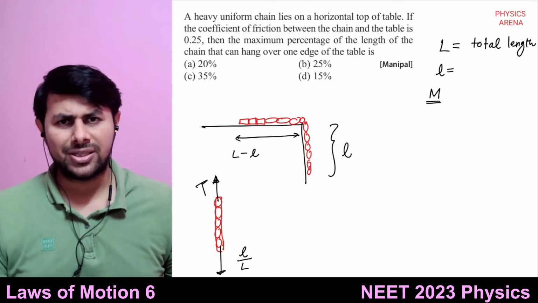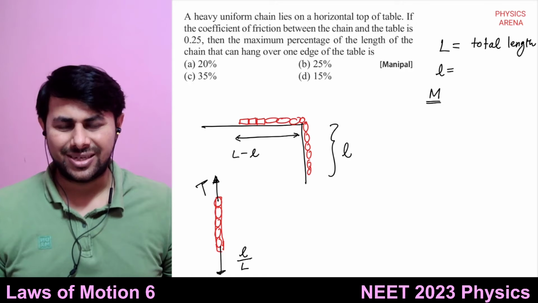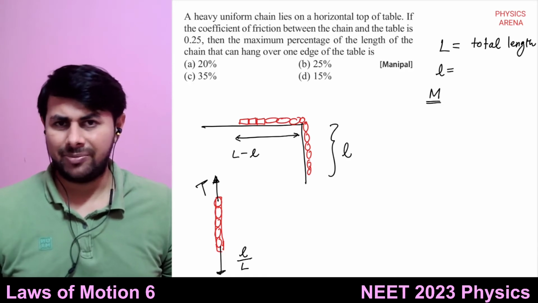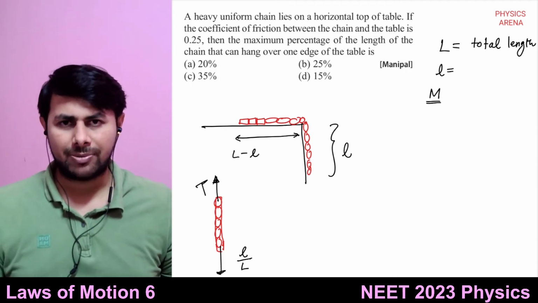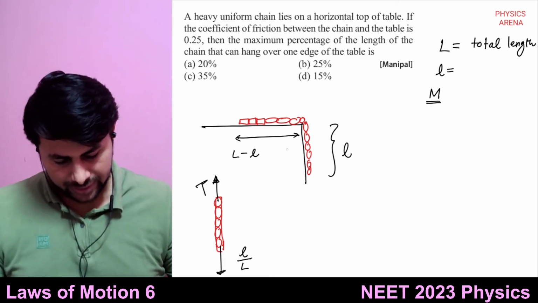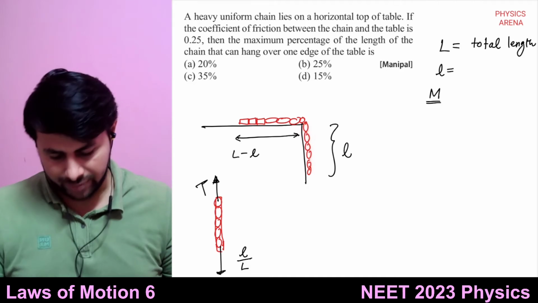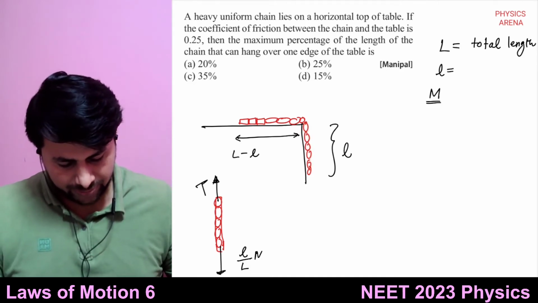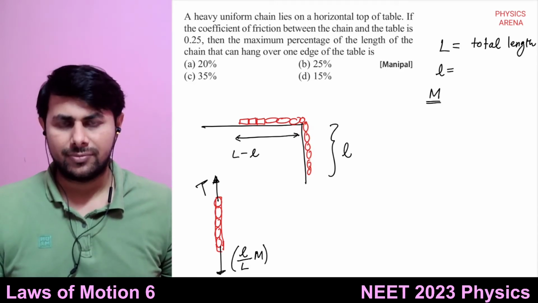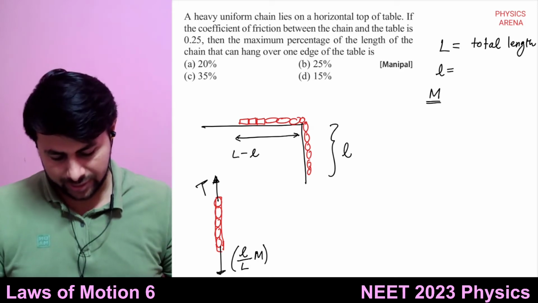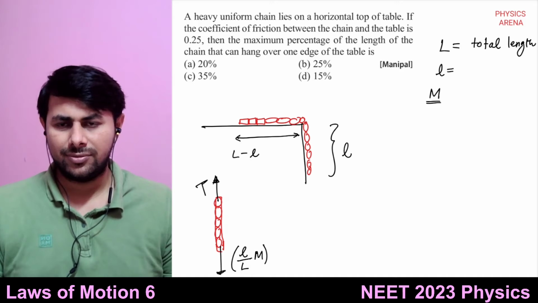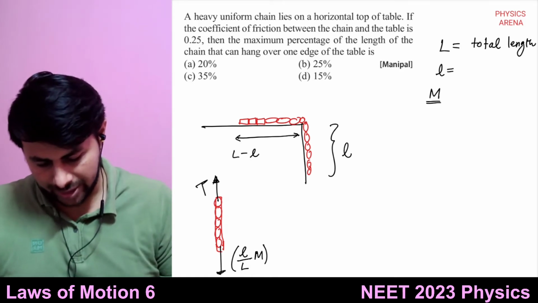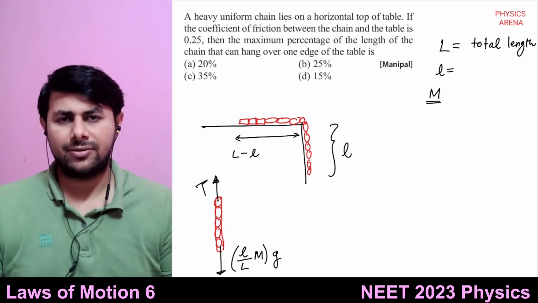This can be 50%, this can be 25%, this can be whatever. We have to find out that percent. So l upon capital L, this length divided by the total length, multiplied by the mass. This much would be the mass of this section, and multiplied by g is its weight.